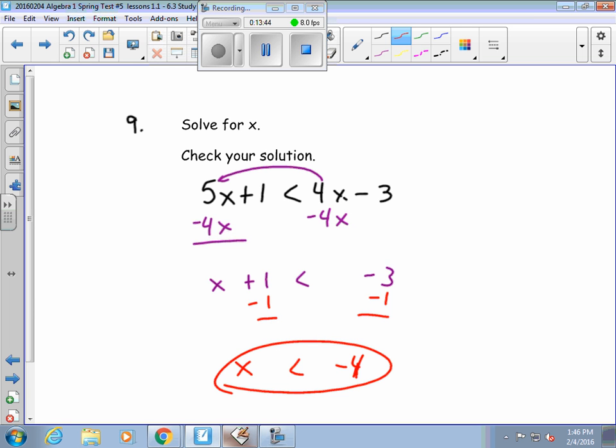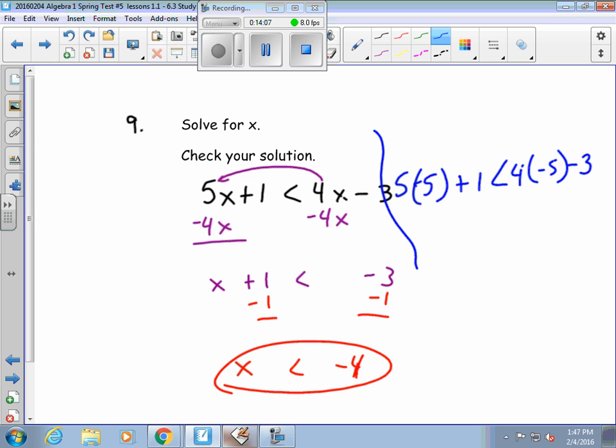When you check that solution, 5 times x, 5 times something less than negative 4, so let's say negative 5, plus 1. I'm going to have to move this one over a little bit. So 5 times negative 5 plus 1 is less than 4 times that same negative 5 minus 3. And I know I'm jumbled up here, but just for the sake of space, 5 times negative 5 is negative 25. Plus 1. 4 times negative 5 is negative 20 minus 3.